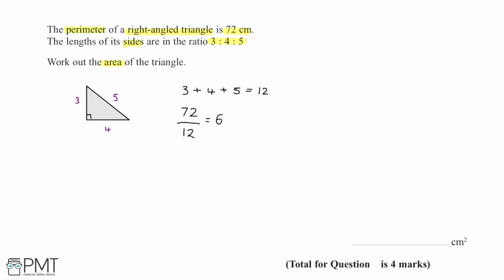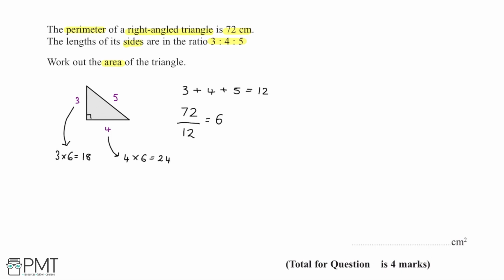So now I know that each side length of this triangle has to be scaled up by a factor of 6. And in order to work out its area, I need to take the base length, so this length here, and multiply it by this length here, and then divide that answer by 2. So if I take the 4, now that's going to be multiplied by 6 to get the actual length, so that gives me an answer of 24. I can then take the 3 as well, multiply that by 6 to get the new length, and that gives me an answer of 18.